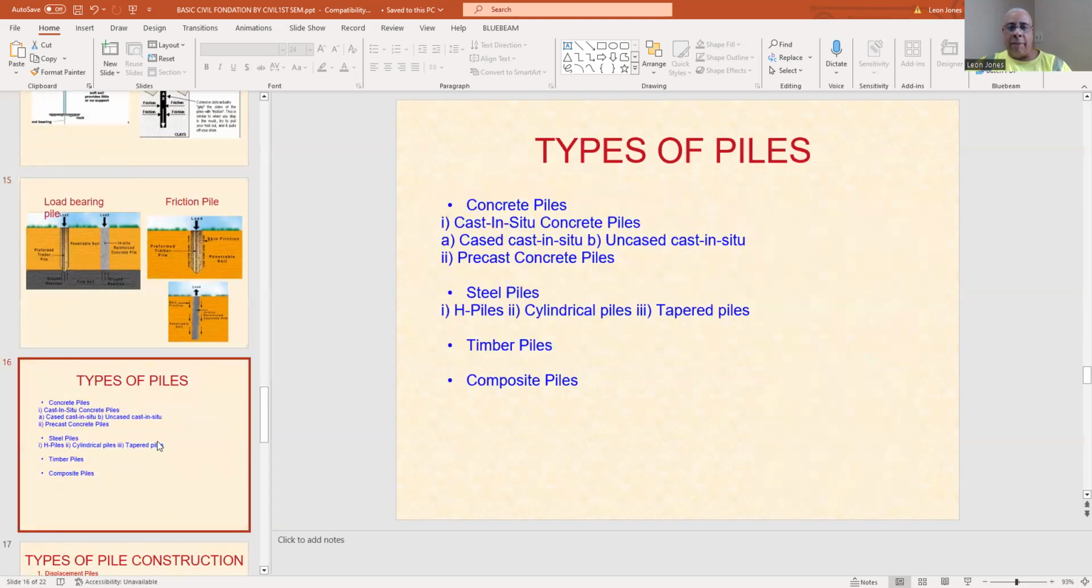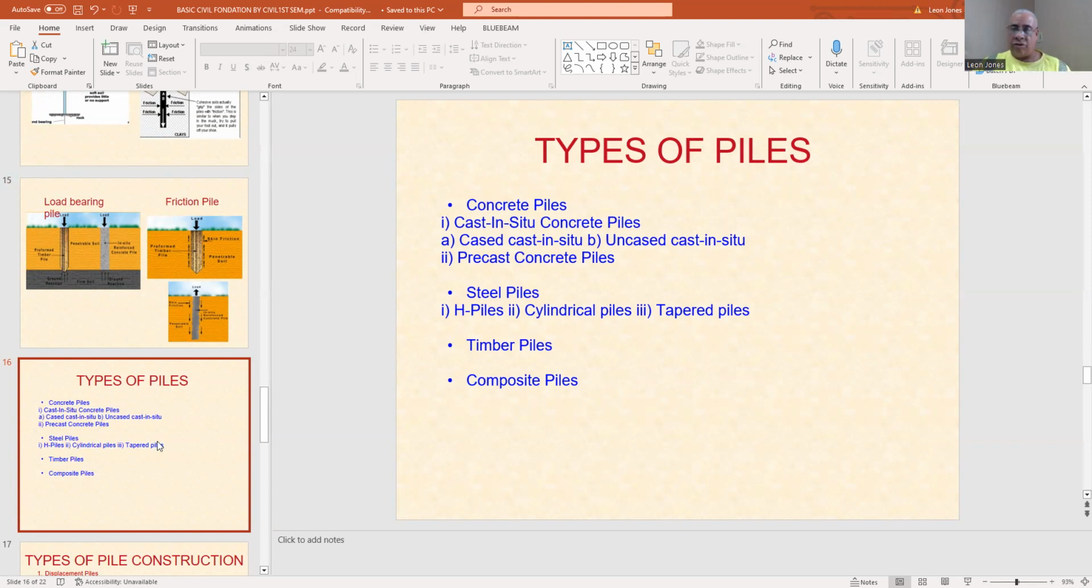Now, again, types of piles. Concrete piles, you have cast in situ piles, which are concrete, cased in situ piles, uncased cast in situ piles, precast concrete piles.